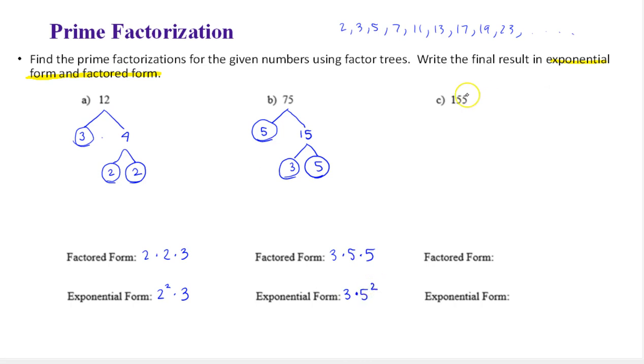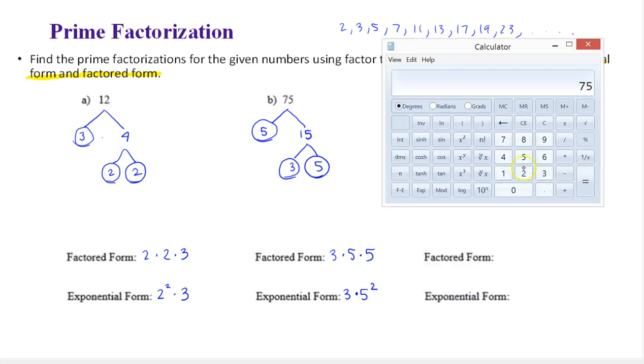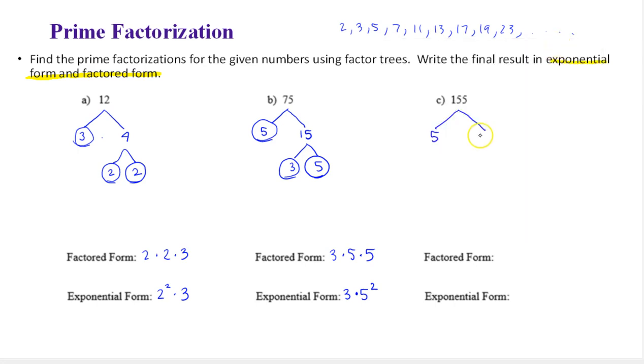Now, our next number is 155. Again, I'm noticing it ends in a 5, so I know it's divisible by 5. You can always look for even numbers and 5s if you can't think of any factors off the top of your head. And let's see, 5 times what gives us 155, and we get 31. So we have 5 times 31. 5 is prime. 31 is actually prime also. This isn't in our list here, and maybe you're not sure if 31 is prime or not.